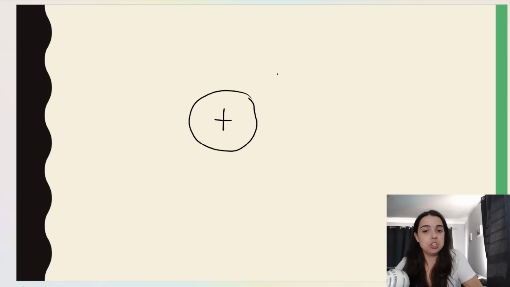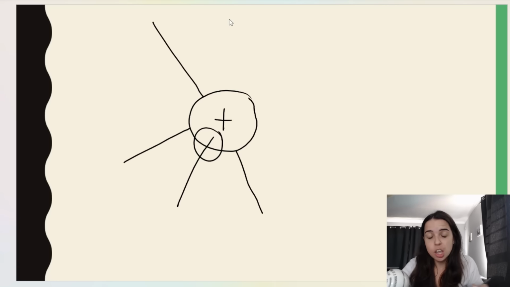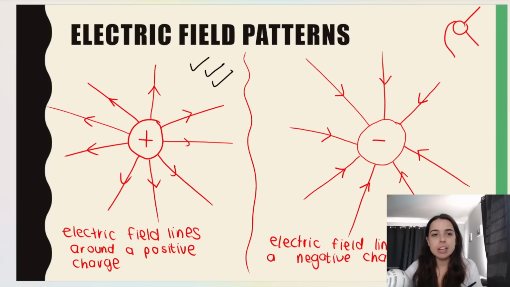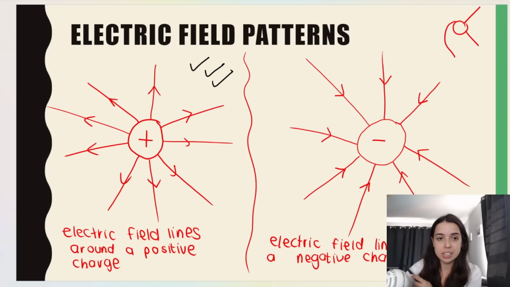Please also make sure that you use a ruler so that they end up being straight, and make sure that you label your lines. We also don't want the electric field lines to cross into the middle of the sphere. So make sure that you draw them neatly. Basically, try and make sure that they look like this diagram over here or like my ones over here.